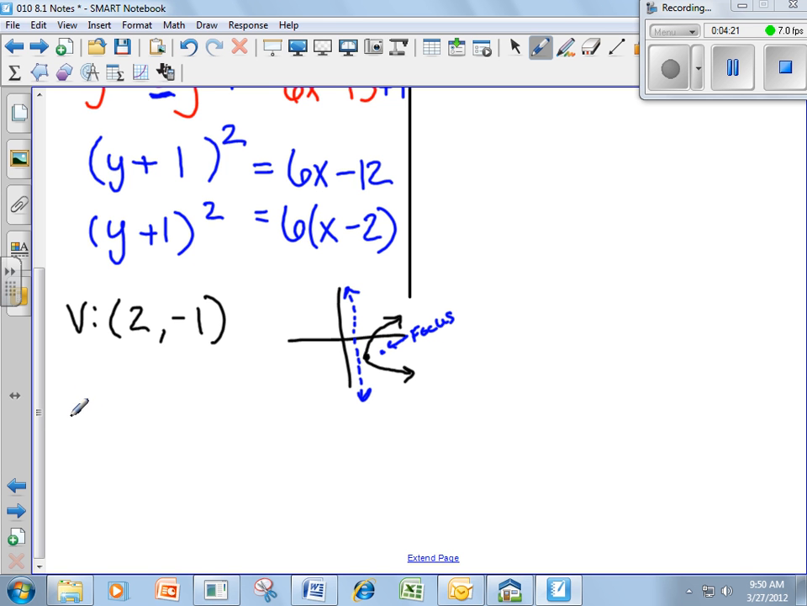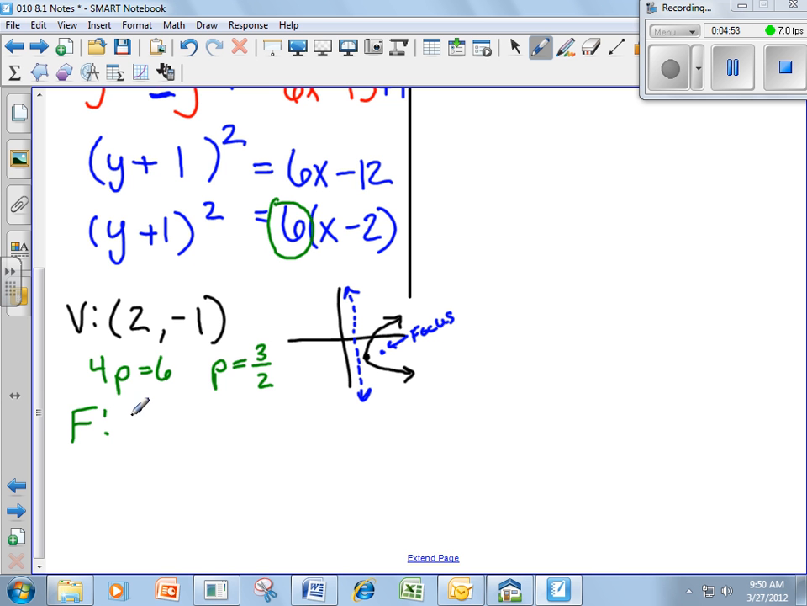In order to know my focus, I need to know what p equals, because the focus is p units away from my vertex point. Remembering from your equation that this 6 represents 4p, which means p must equal 6/4, or, as many of you are thinking, 3/2.